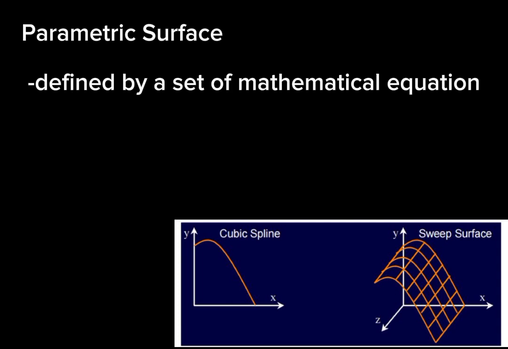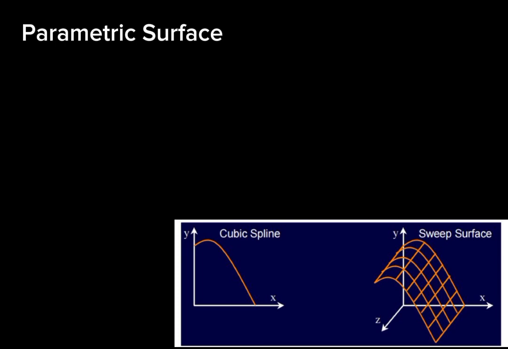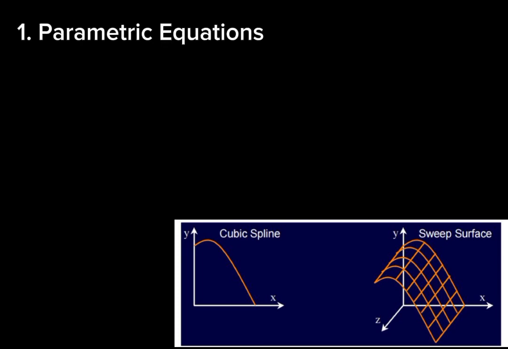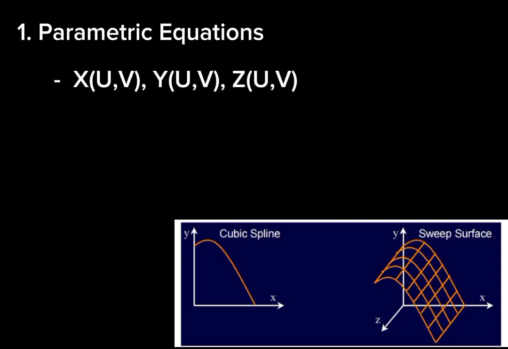Here are some of the key aspects of parametric surfaces. Number 1. Parametric equations. Parametric surfaces are defined by a set of parametric equations, typically in the form of x(u,v), y(u,v), and z(u,v), where u and v are the surface parameters. These equations describe the position of the surface in 3D space as a function of the parameters u and v.